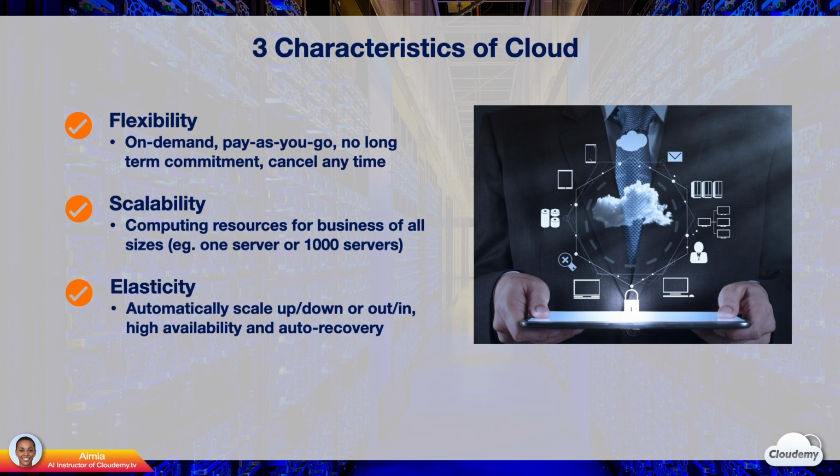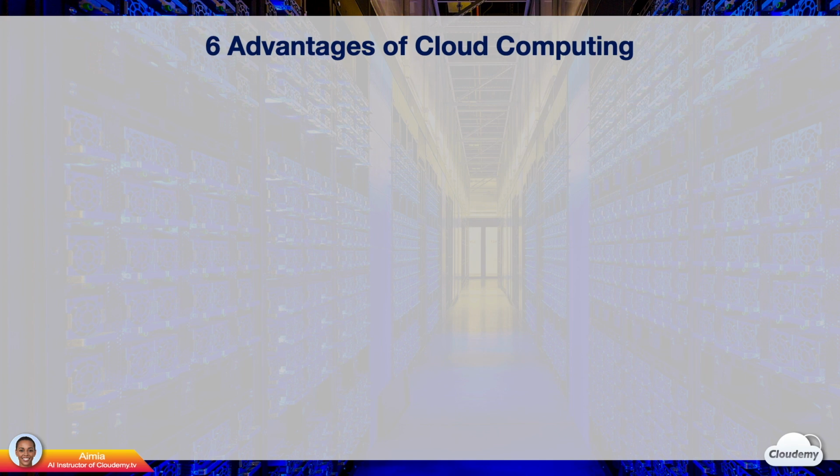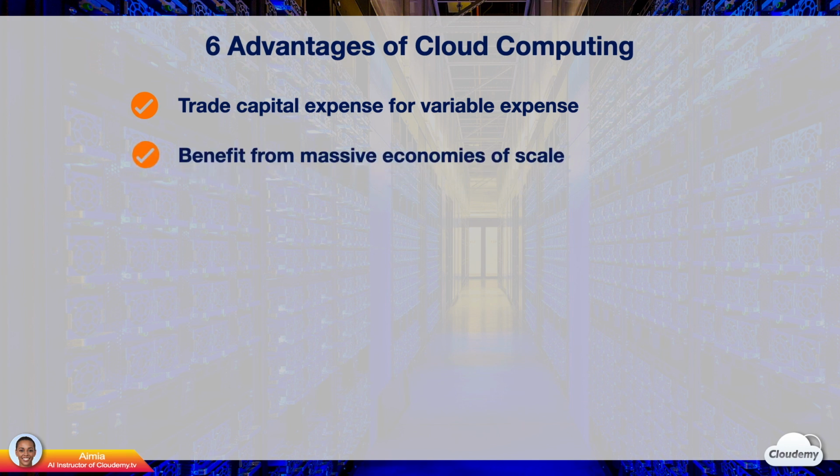There are 6 advantages of cloud computing listed on the AWS whitepaper. You can trade capital expenses for variable expenses, which means there is no large amount of capital required before you start the project. You only pay as much as you consume. This is a huge economic advantage for startups. Hundreds of thousands of customers are aggregated in the cloud, giving companies like Amazon massive scalability and buying power. You share the benefit from massive economies of scale.